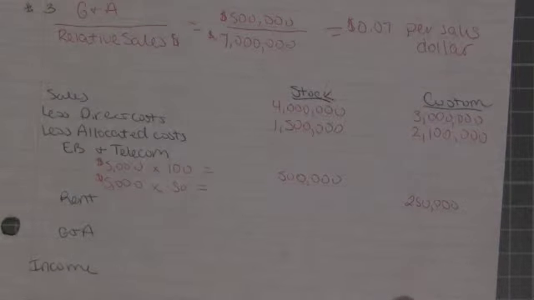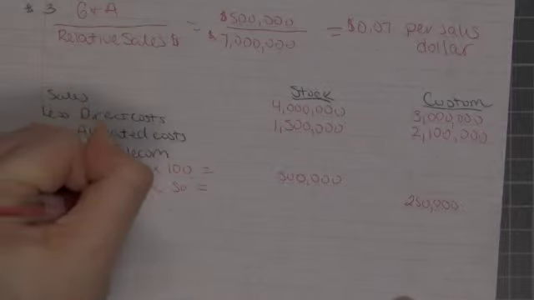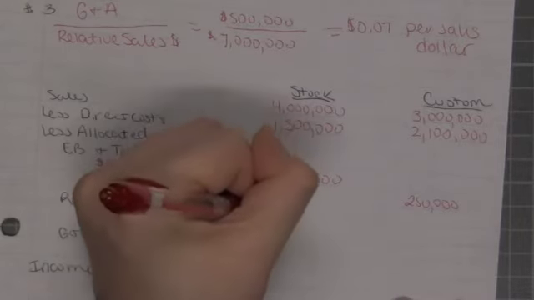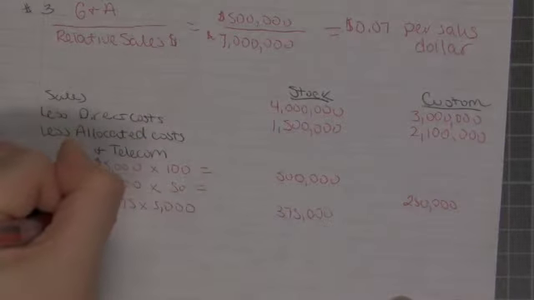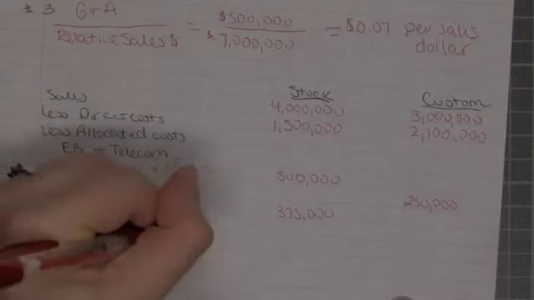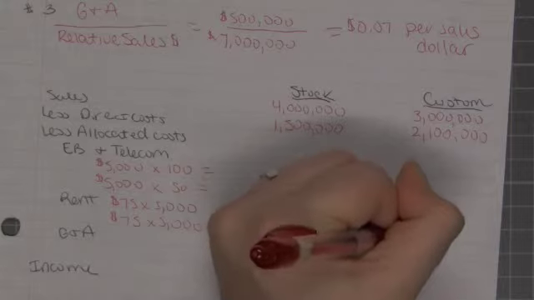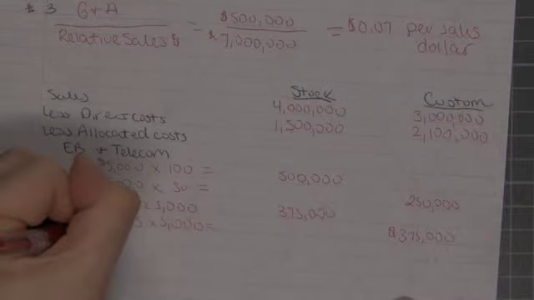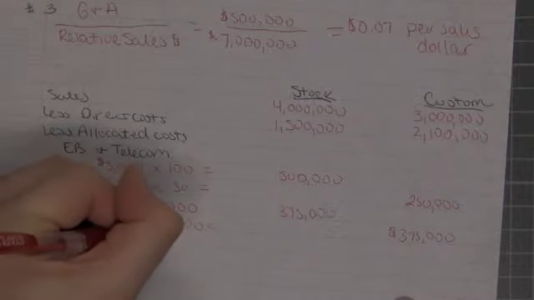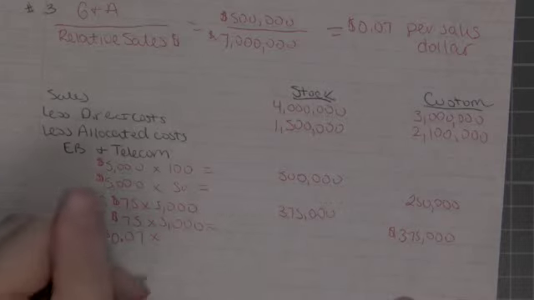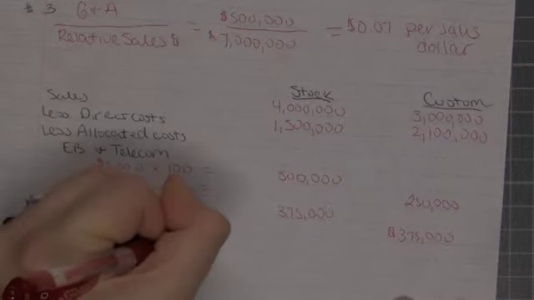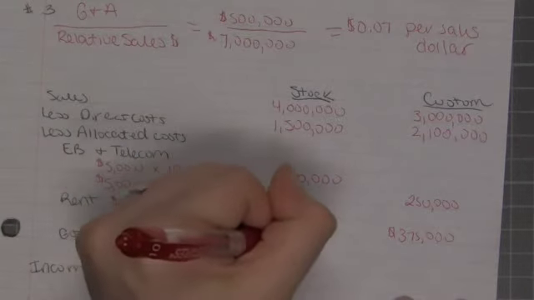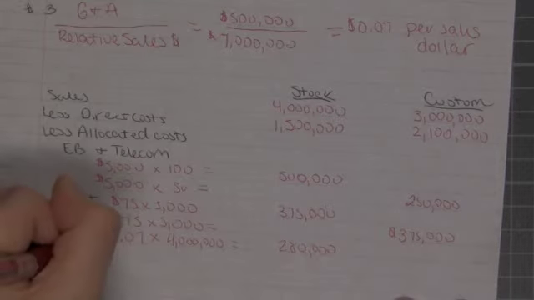Okay, moving down the sheet, we have rent was $75 per square foot. Stock has 5,000 square feet, so they get $375,000 of our rent costs. And custom also has 5,000 square feet of space, so they will also get $375,000 of rent cost. And finally, we have our general administrative. The rate was 7 cents per sales dollar. And stock had 4 million in sales. We can see that up here. They will get 280,000 of our general administrative costs.